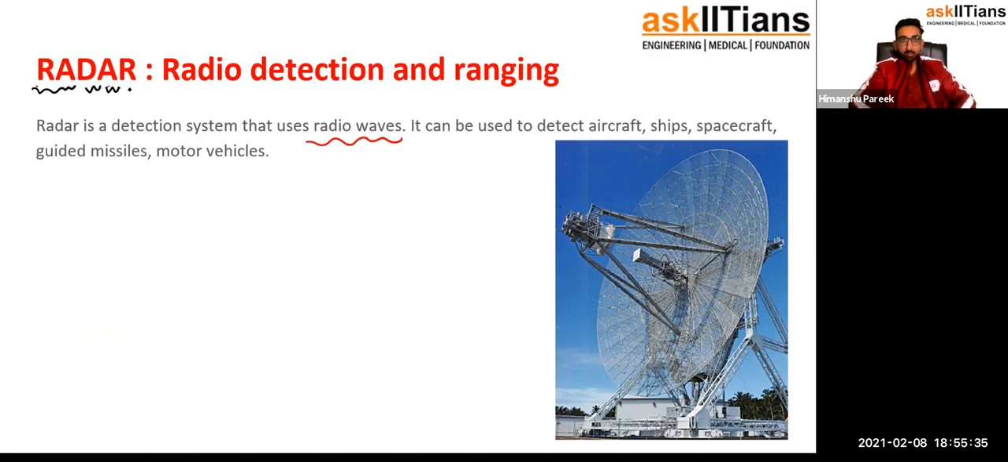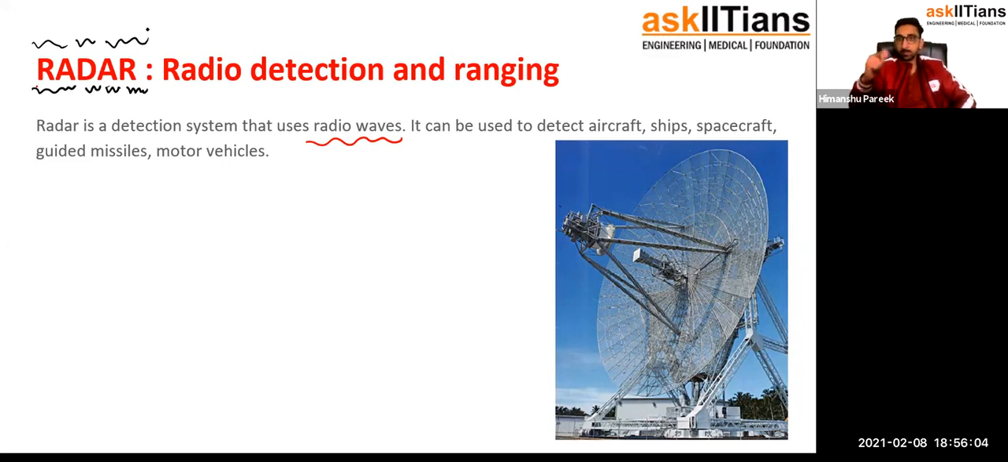A stands for and, R stands for ranging. So radio detection and ranging, you should remember the full form. Sound navigation and ranging, radio detection and ranging. And second thing, radar uses radio waves, sonar uses ultrasound waves, high frequency waves.